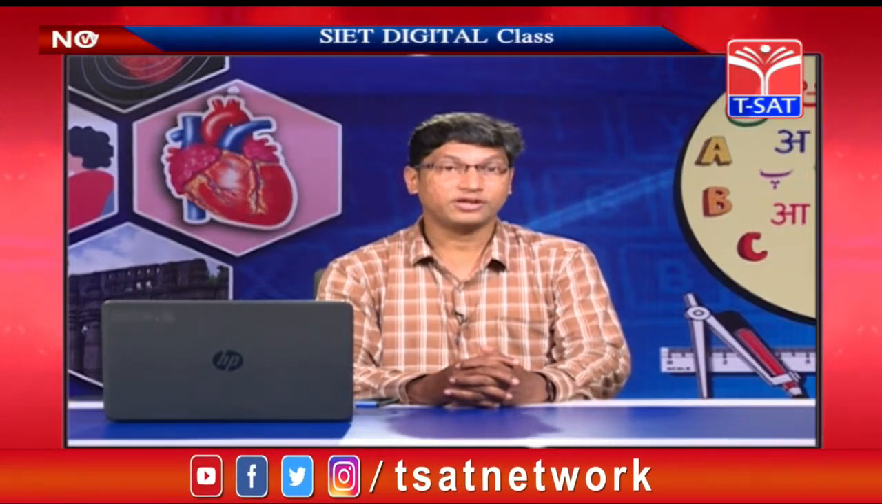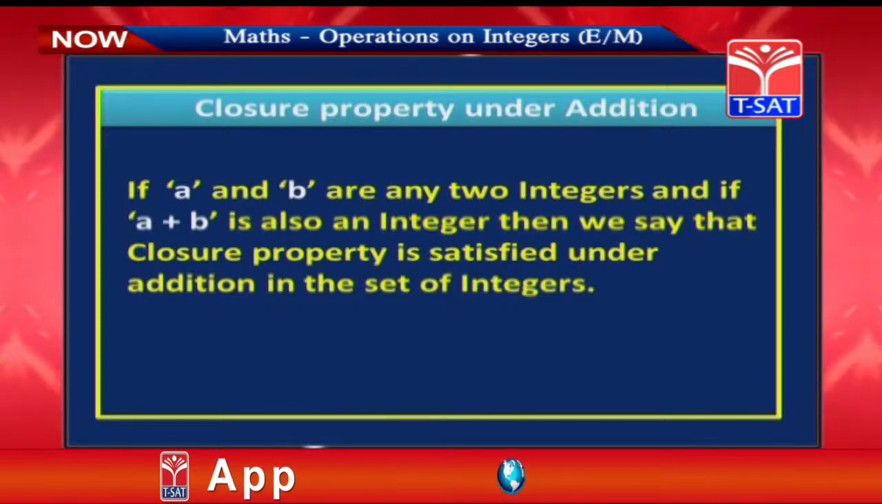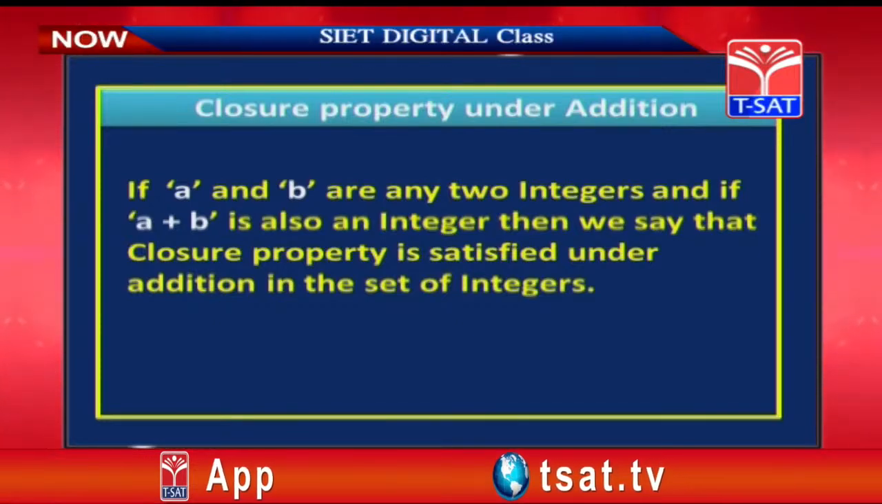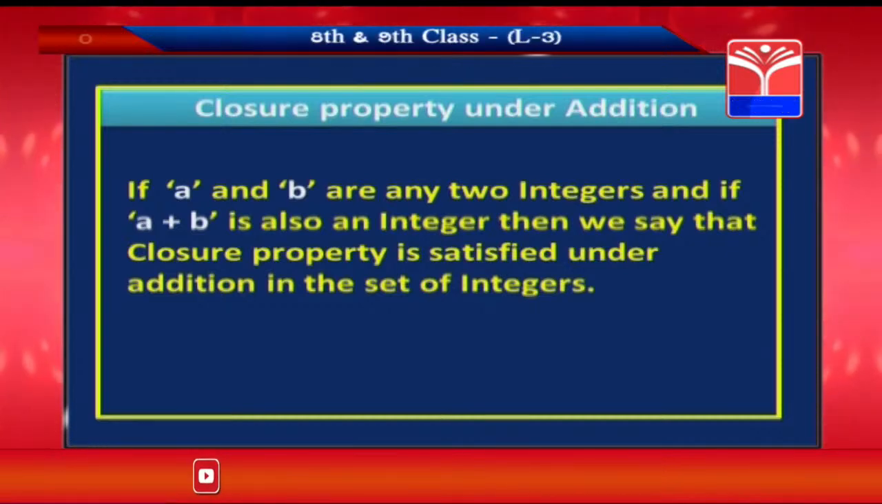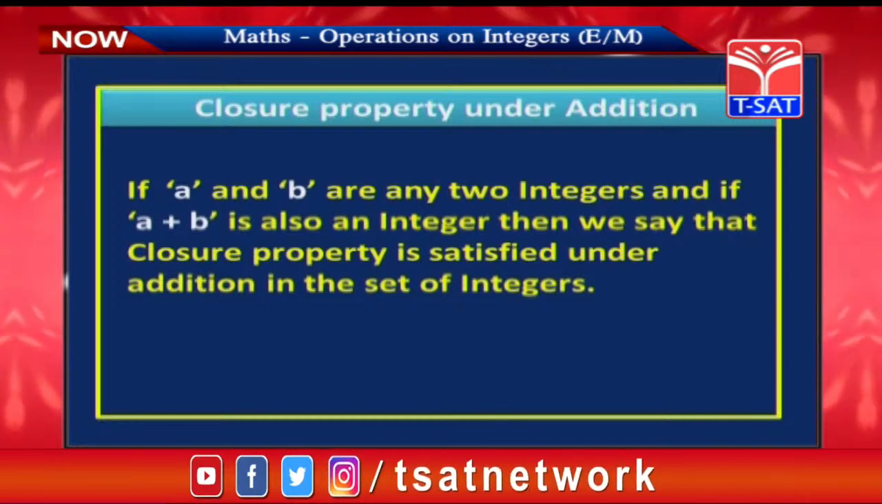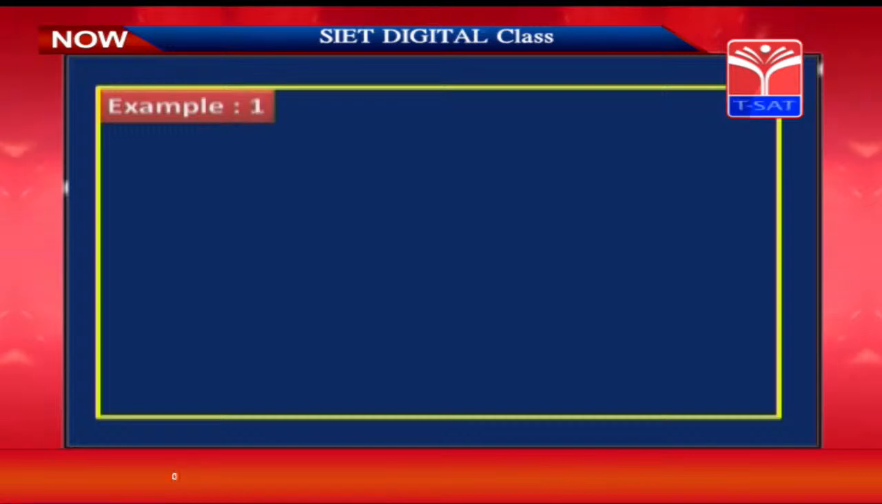Now, let us see what actually the closure property is under addition. If a and b are any two integers and if a plus b is also an integer, then we can say that closure property is satisfied under addition in the set of integers. So, let us move on to another property, children. Before that, we take an example.